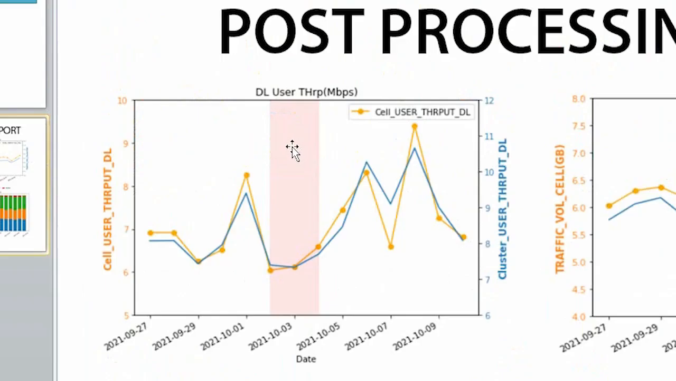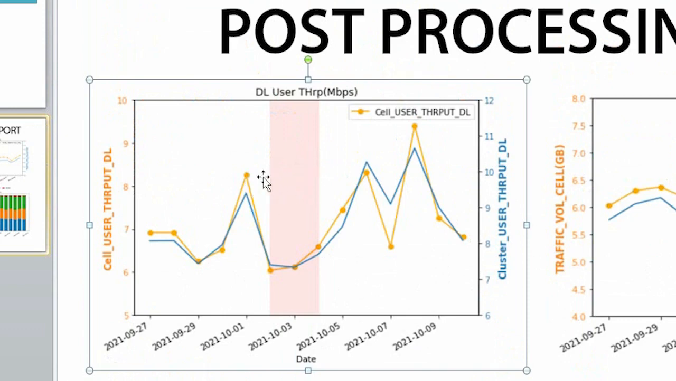In the first plot, you can check that on the left side is the cell user throughput DL and on the right side is the cluster user throughput DL. That means in one KPI I have compared the cell user throughput and the cluster user throughput. Please don't focus on the trend. I have taken 14 days of data for this plot.